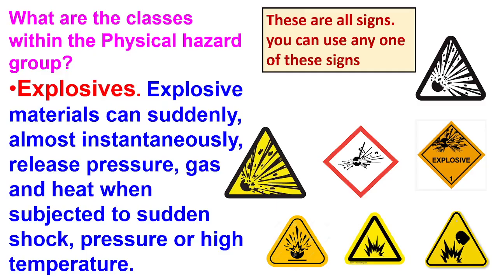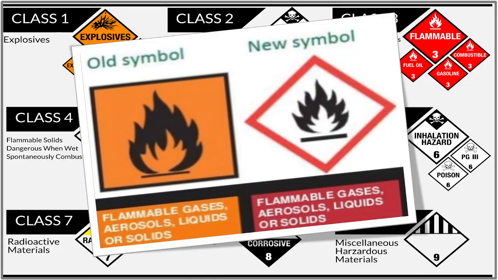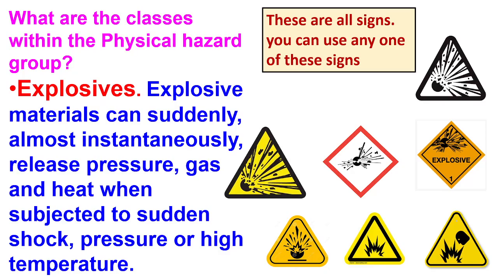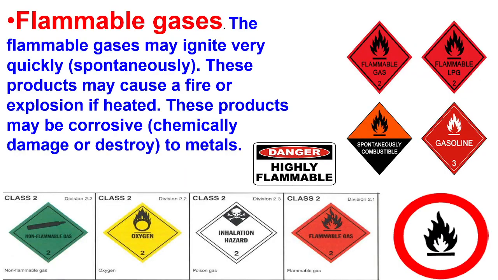What are the classes within the physical hazard group? Criteria for classifying chemicals have been developed for the following physical hazard classes. Explosives. Explosive materials can suddenly, almost instantaneously, release pressure, gas and heat when subjected to sudden shock, pressure, or high temperature. Flammable gases. The flammable gases may ignite very quickly. These products may cause a fire or explosion if heated. These products may be corrosive to metals.